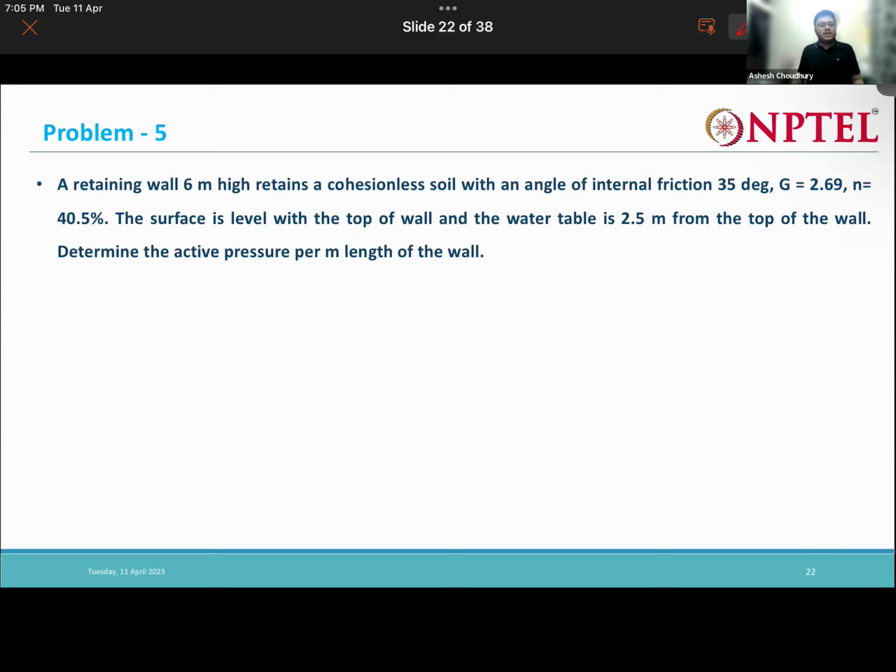A retaining wall 6 meter high retains a cohesionless soil with an angle of internal friction 35 degrees. G is equal to 2.69, and N, the porosity, is given. The surface is level with the top of the wall, and the water table is 2.5 meter below the top of the wall. Determine the active pressure per meter length of the wall. So let us draw this.